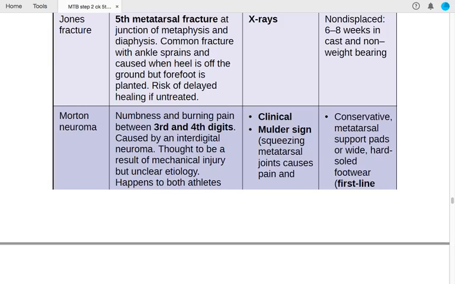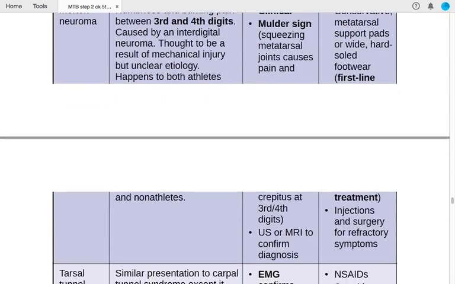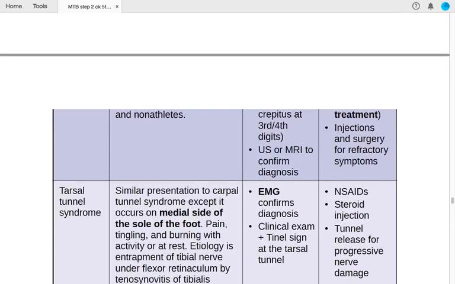And how are we going to manage these patients? Conservatively, we have to manage. We will give metatarsal support pads or wide, hard-soled footwear. That's the first line. So conservative will be the first line, and then of course injection and surgery for refractory symptoms. So if the patient's symptoms continue, especially for the refractory cases, we'll go for corticosteroid injections and surgery.